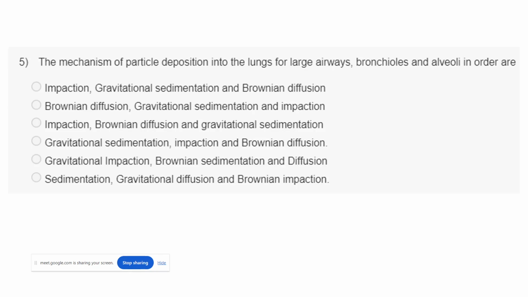Okay, here we have the next question. The mechanism of particle deposition into the lungs for large airways, bronchioles and alveoli, in order, are based on which of these mechanisms? Option 1. Okay, option 1. Okay.